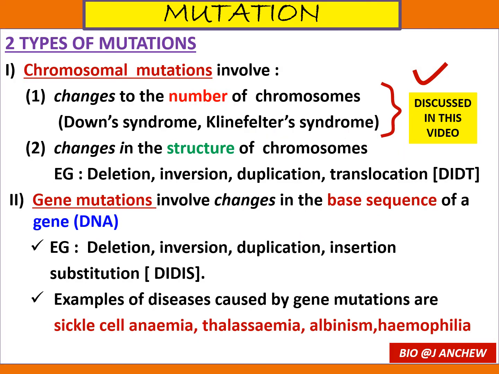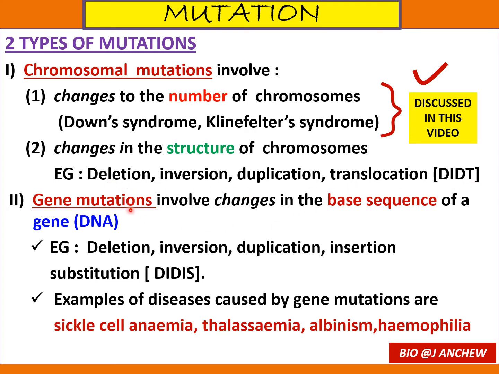So here are the notes for the schematic diagram just now. Two types of mutations. Chromosomal mutations involve changes to the number of chromosomes, such as Down syndrome and Klinefelter's syndrome. And secondly, it also involves changes in the structure of the chromosomes, and it's caused by deletion, inversion, duplication, translocation. Short form is DIDT. Okay, DIDT.